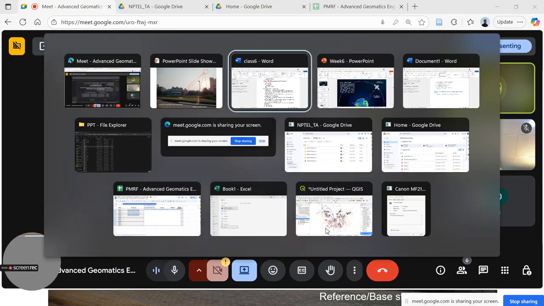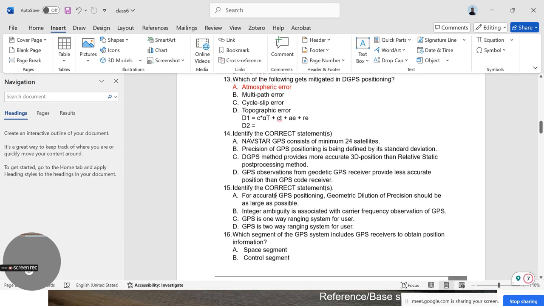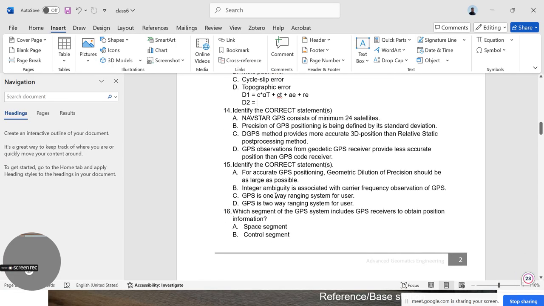So now I think we'll go to the next question. The first statement is NAVSTAR GPS consists of a minimum of 24 satellites. The second is precision of GPS positioning is defined by its standard deviation. The third is the DGPS method provides more accurate 3D position than the relative static post-processing method. And the fourth is GPS observation from a geodetic GPS receiver provides less accurate position than GPS code receivers. Which of the following statements is correct?